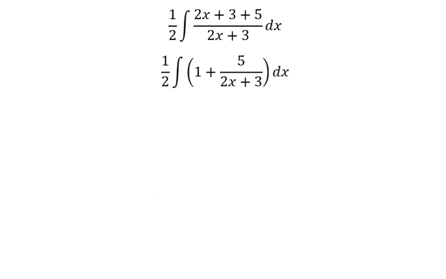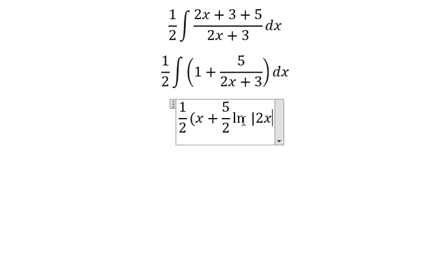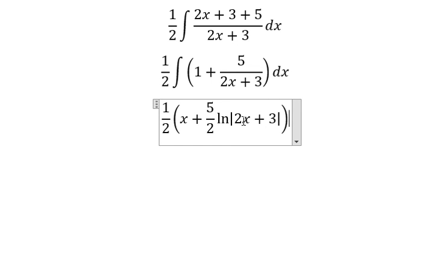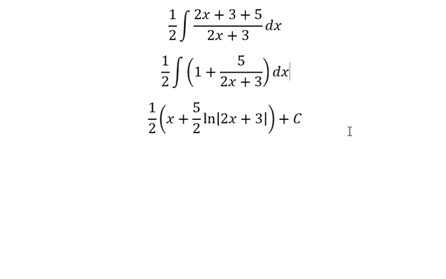Now we got the final answer. The integration of number 1, you get x. The integration of this one, we have 5 over 2 ln of the absolute value of 2x plus 3, and we put c. This is the end.